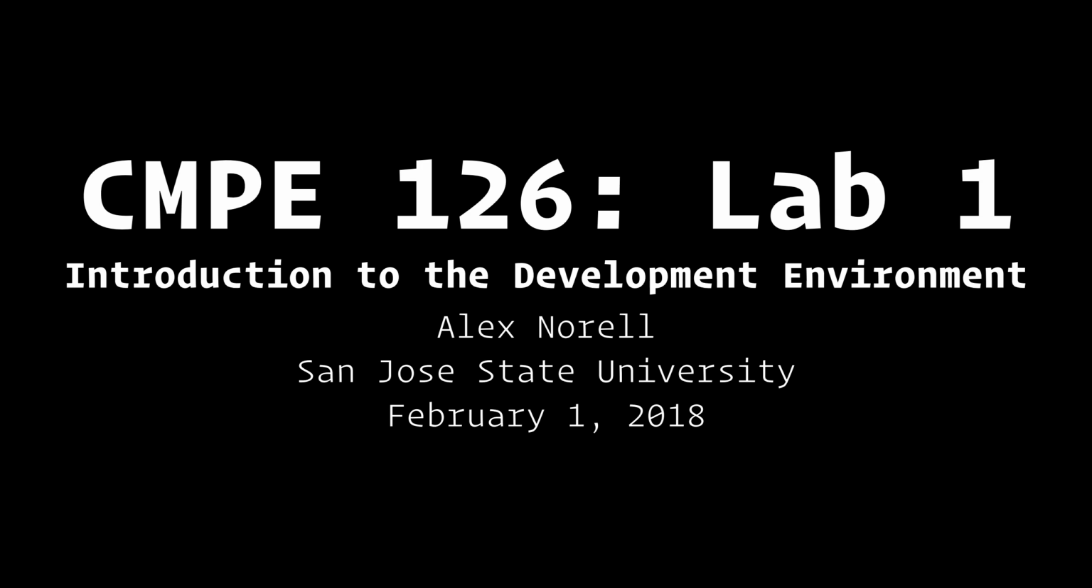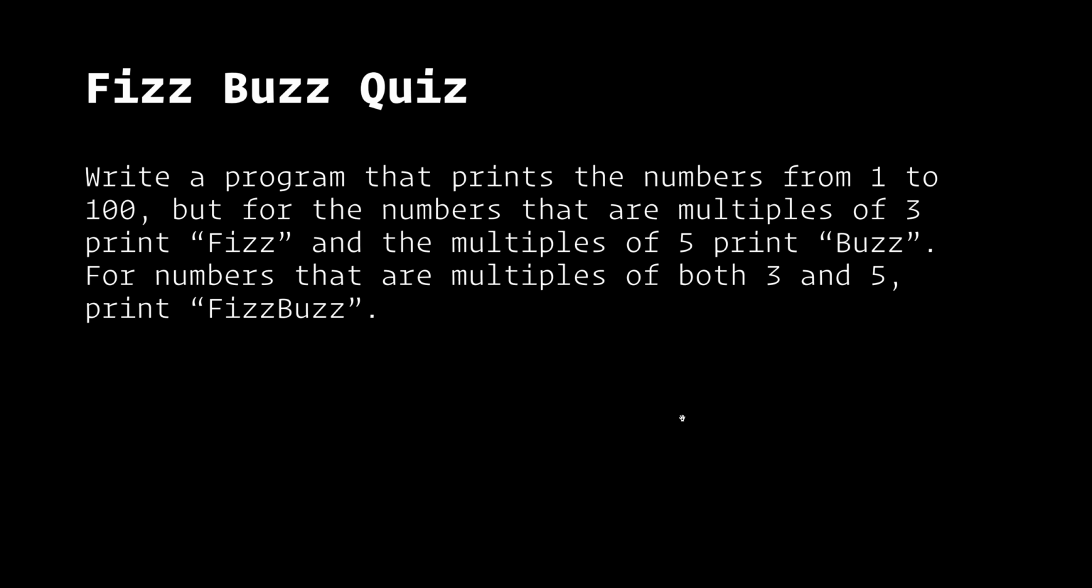So at the beginning of class, everybody took the FizzBuzz quiz, which states: write a program that prints the numbers from 1 to 100, but for the numbers that are multiples of 3, print fizz, and the multiples of 5, print buzz. For the numbers that are multiples of both 3 and 5, print fizzbuzz. From the results of the quiz, we saw that you guys had a lot of challenges with this. There's a couple of reasons why, but we'll go into the overview of what this quiz was asking for.